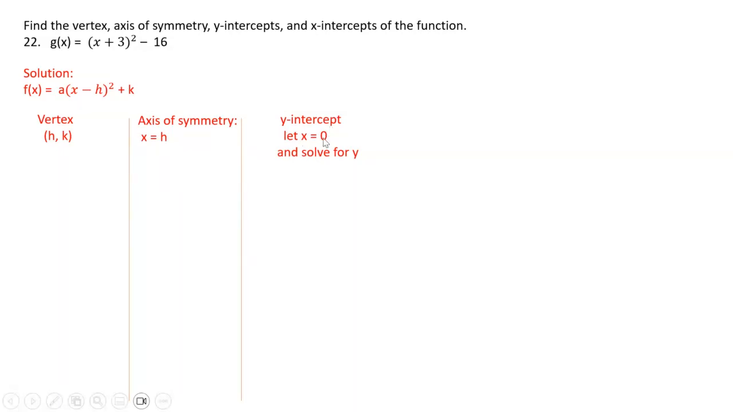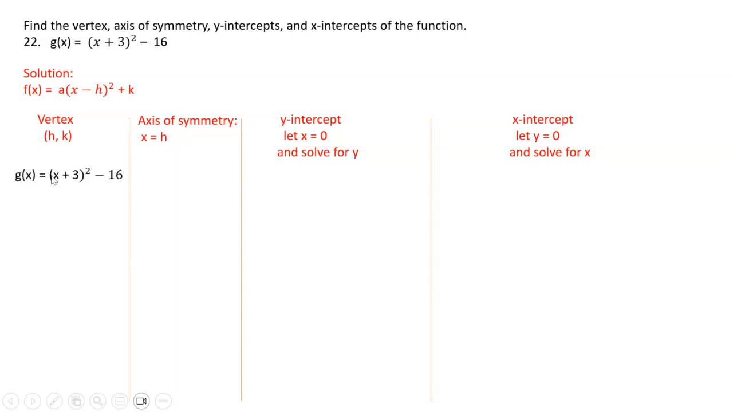For the y-intercept, we're going to let x equal 0 and solve for y. And for the x-intercepts, we let y equal 0 and solve for x. Like I tell my students, the vertex and the axis of symmetry are visual. You can see them without doing the work.